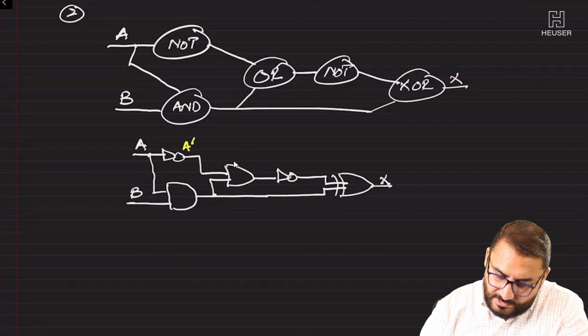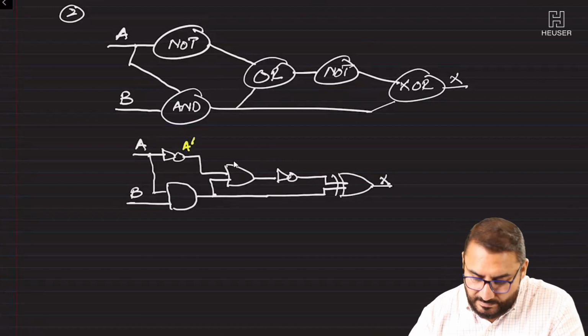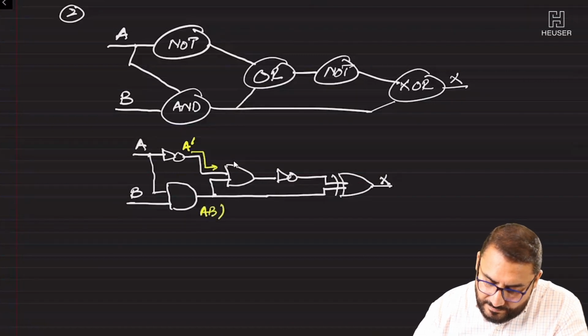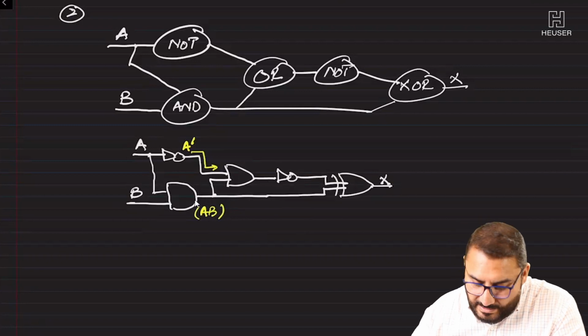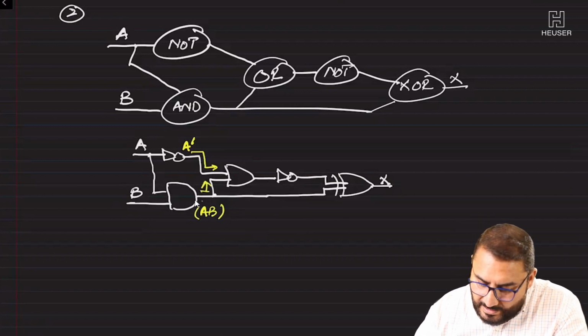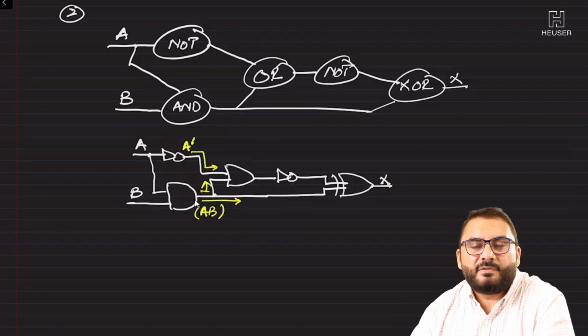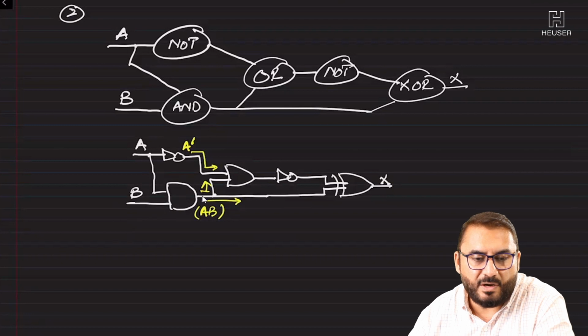So this is A naught. Remember, we don't use parentheses for NOT gate. Then this A naught goes to OR gate. Over here it is A and B. Now you see that we have one T junction. It means that A and B would go here, and A and B will go further as well. So in the final mathematical equation, we will see A and B twice as it is being copied.